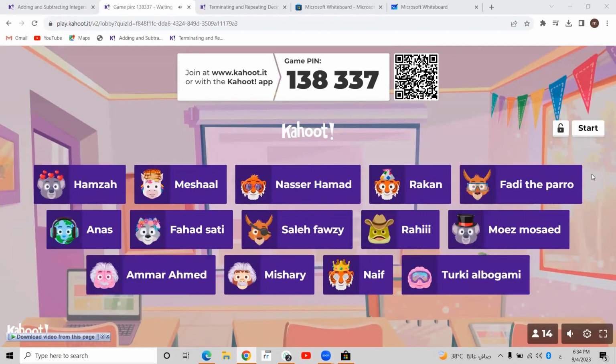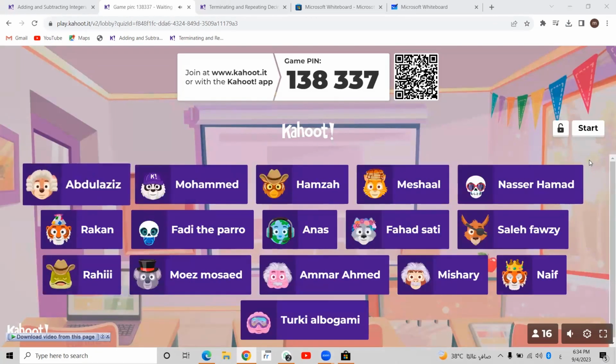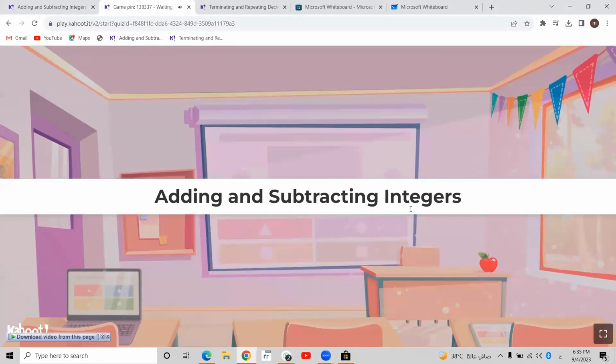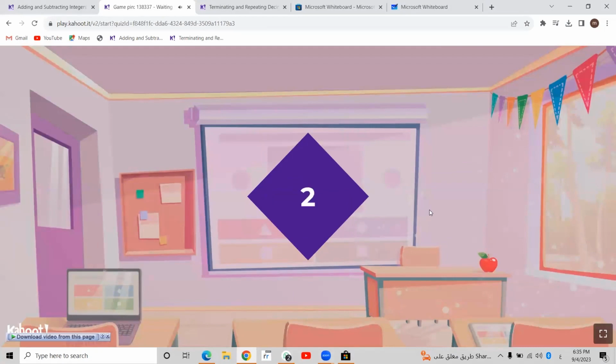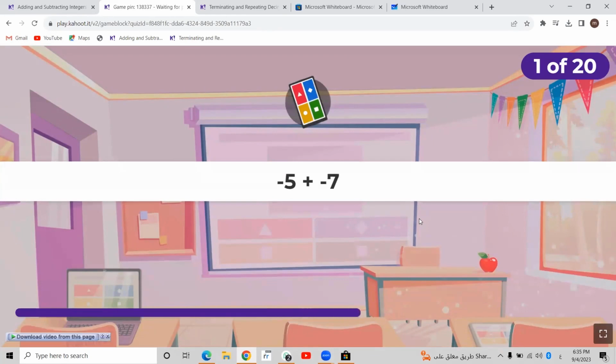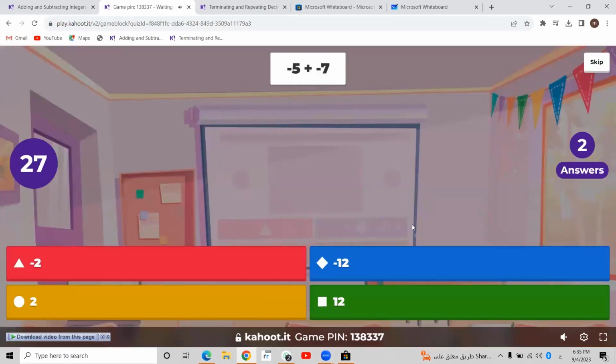Now I have like 12 players till now. Good, 14 players. Okay, I'm gonna start right now, guys. 1, 2, nice, 16 players. 3, let's get started, guys. Adding and subtracting integers. First question, -5 plus -7.